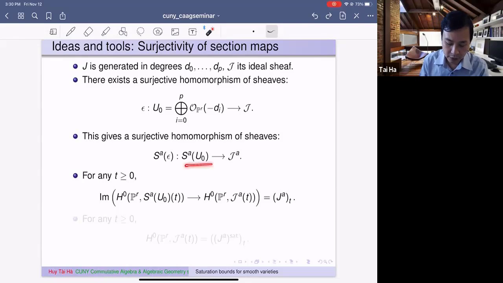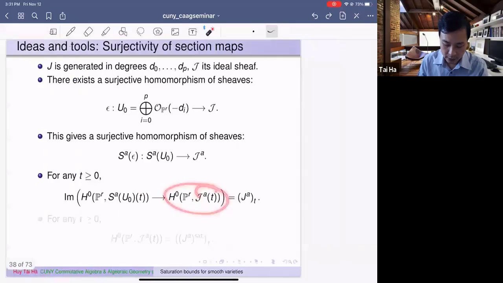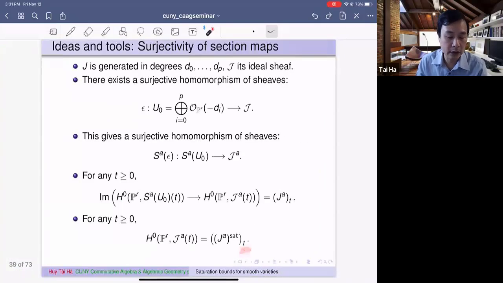Now, of course, this is surjective as a map of sheaves, but that doesn't mean that this map on sections is surjective. In fact, it's often not surjective, because the right-hand side, this quantity here, is the same as the degree t piece of the saturation of J to the a. So the question we're looking at, when we have this equality, is very much the same as asking when this map is surjective.